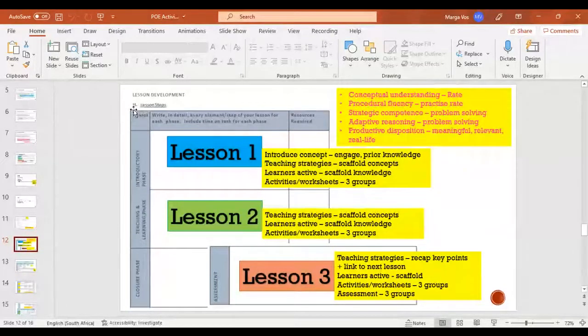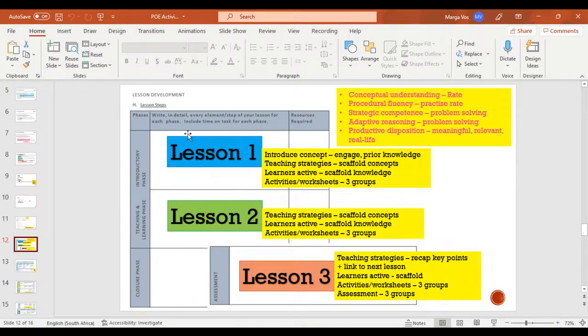If we look now at section H, this is now going to be a lot longer than your usual lesson plans. So the introduction phase is lesson 1. The teaching and learning phase is lesson 2. And the closure phase and assessment is lesson 3. All right. So remember, this is your mathematical strands of mathematical proficiency. So make sure that you incorporate them in all 3 lessons.